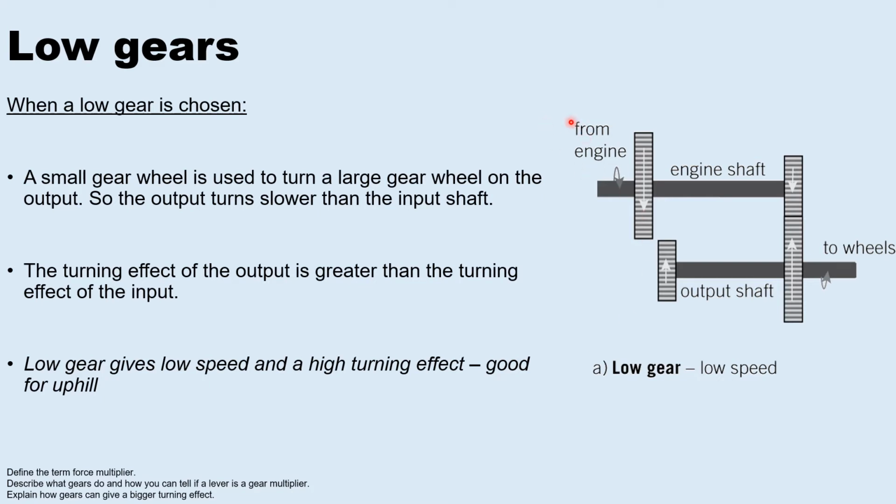So here we have a diagram. We have the engine shaft, and this wheel is going downwards, this wheel is coming upwards, and then you've got your output shaft, and these arrows show that there is a greater turning effect on the output than there is on the input.